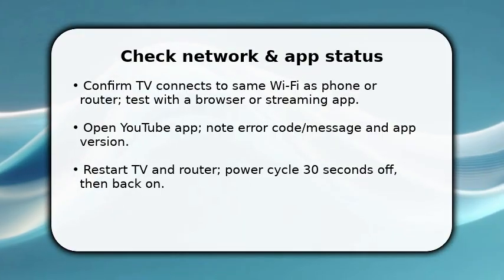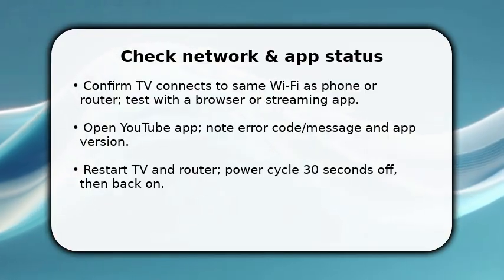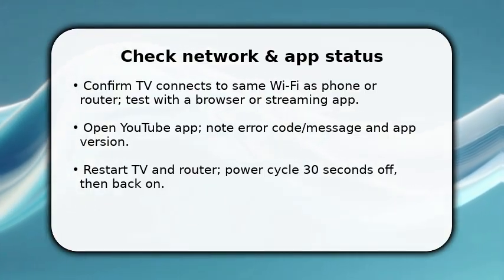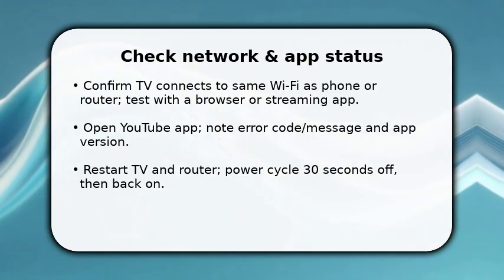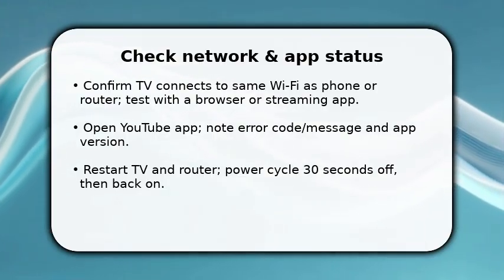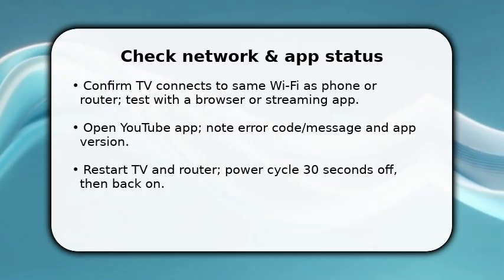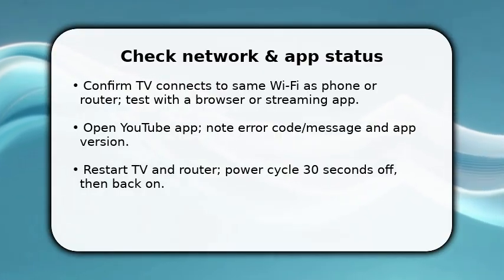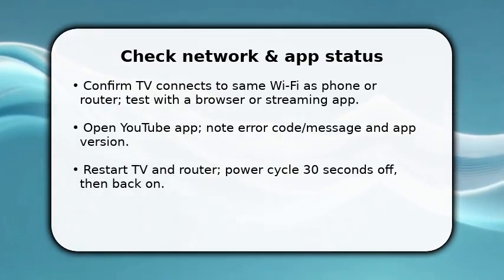You need a stable network and the correct app version to start. First, verify the TV is on the same Wi-Fi as your phone or router so account linking and casting will work. Once connected, open the YouTube app and note any error code or message. That tells you which path to take.